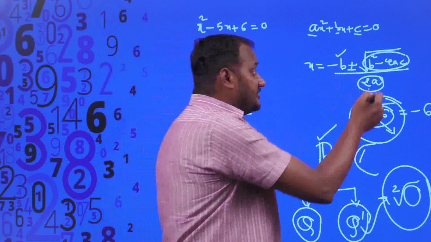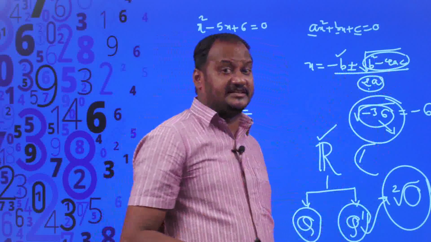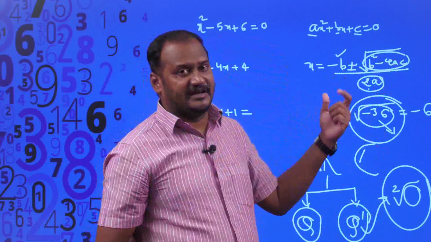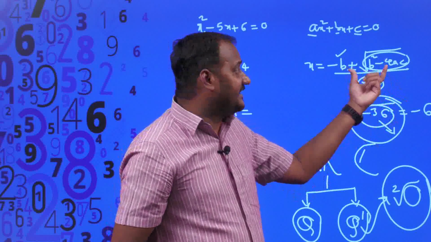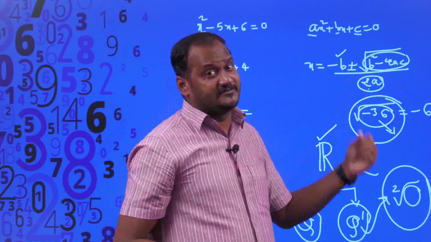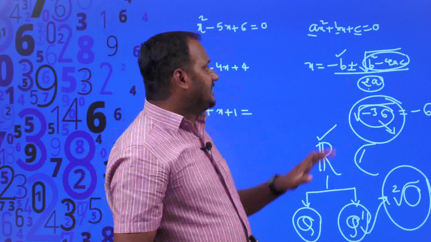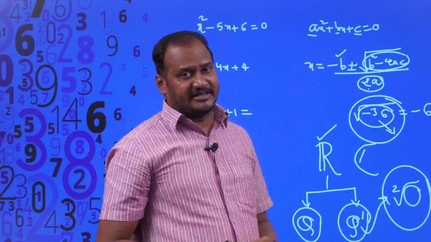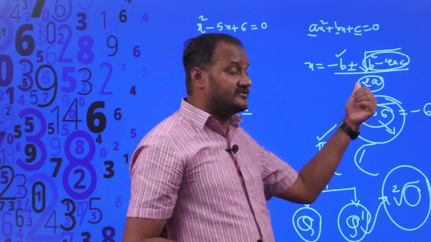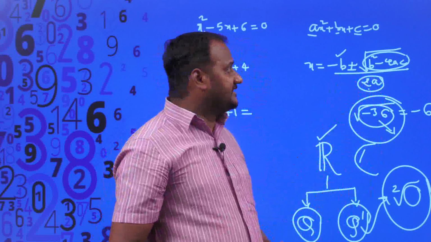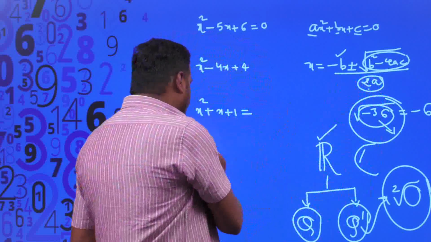That depends on the value of only the term inside the square root, that is what is called the radicand. So the nature of the roots depends on the value of only the radicand. That radicand here is b square minus 4ac. So I can say now clearly that the nature of the roots of any quadratic equation depends on the value of b square minus 4ac.